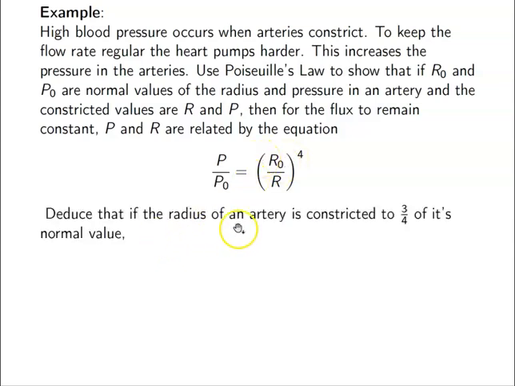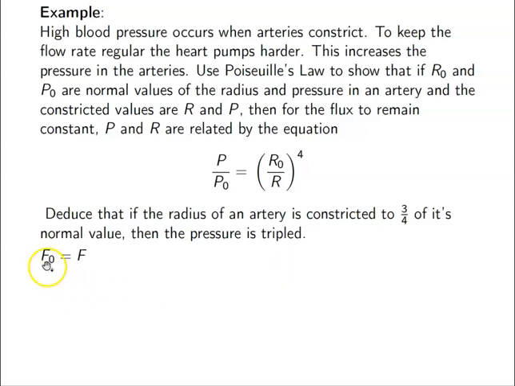We want to deduce that if the radius of an artery is constricted to 3/4 of its normal value, then the pressure is tripled. So if the radius is constricted to 3/4, that means this ending R value, the ending radius, is 3/4 of the size of the initial radius. So it's 3/4 the amount of what it was before. So it shrank by 75%, or to 75%, I should say.